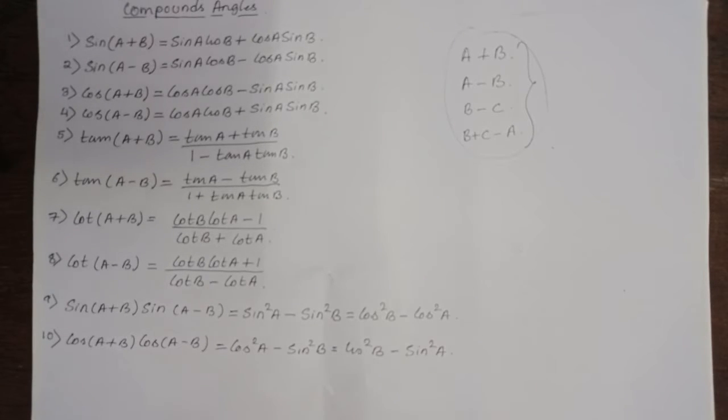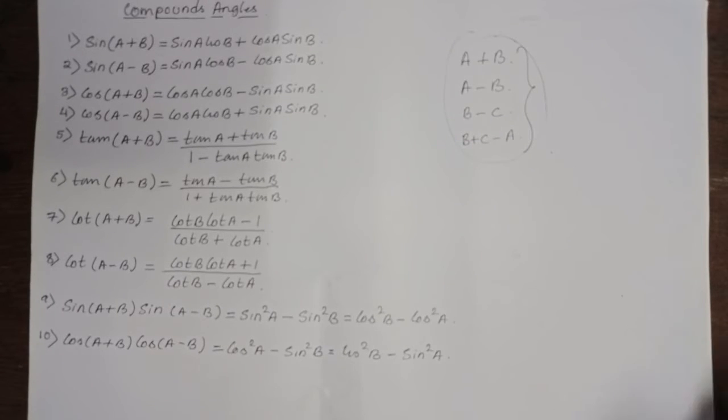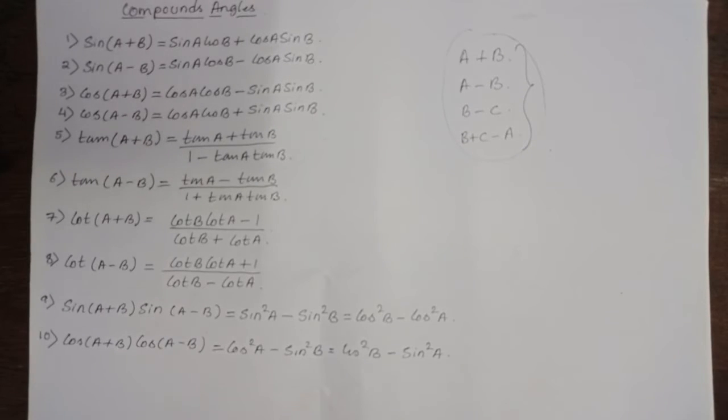Similarly, cos(a+b) into cos(a-b). The formula is cos square a minus sin square b, or cos square b minus sin square a. These two formulas you have to learn perfectly, and every chapter, one after another, is related. In compound angle, we will use these 10 formulas only and the basic concepts of class 10. But in another chapter you have to use that chapter's formulas as well as compound angle, as trigonometry is interrelated. Whatever formulas I give you, learn them perfectly, otherwise you will face problems.